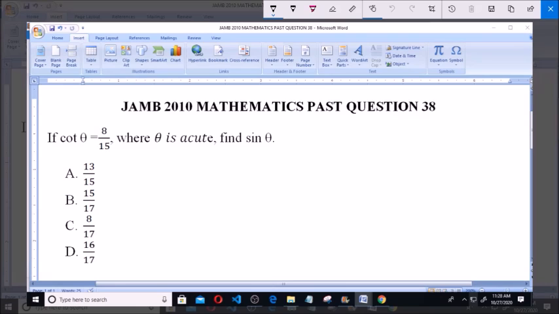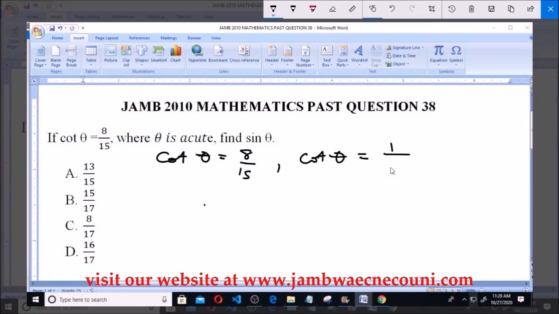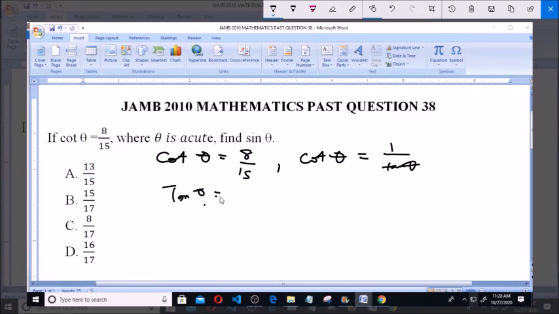I will be answering JAMB 2010 Mathematics Past Question 38. If cot theta is equals to 8 over 15, where theta is acute, find sine theta. Now, cot theta is equals to 8 over 15, and it is known that cot theta simply means 1 all over tan theta. So if cot theta is 8 over 15, that means tan theta is equals to 15 all over 8.